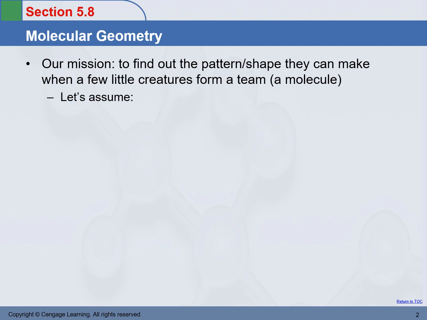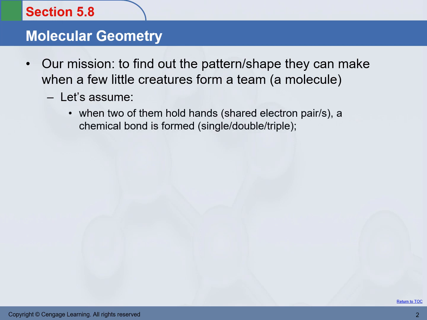Before that, let's make some assumptions. Number one, when two of them hold hands, we say that is actually a chemical bond. They're two little creatures. If they have a chemical bond, we say they are holding hands. Holding hands could be through a single bond, double bond, or triple bond.